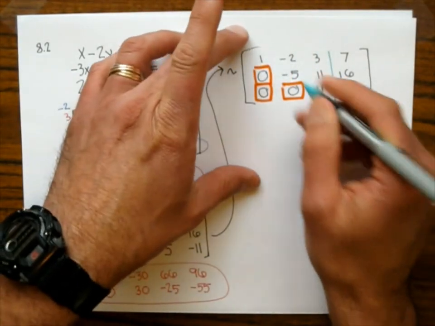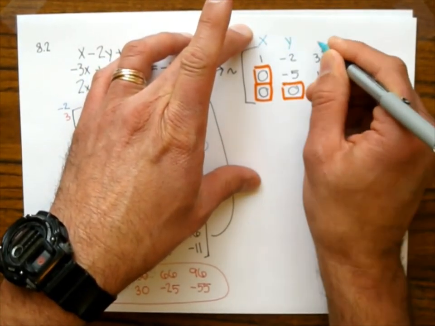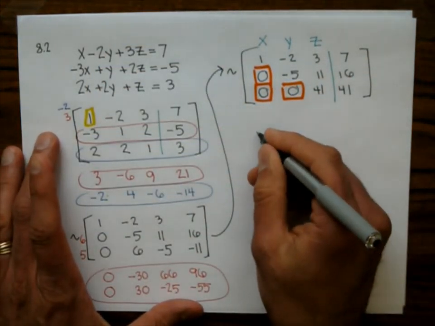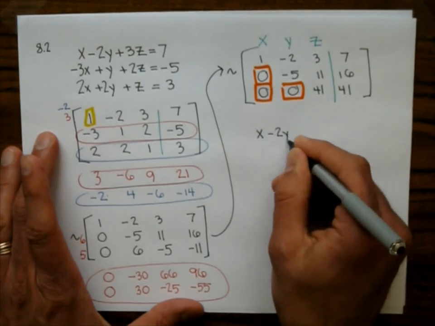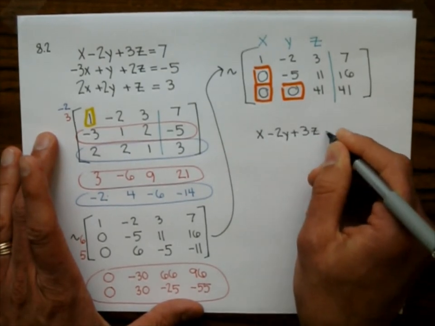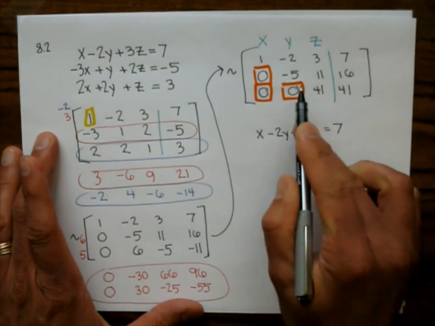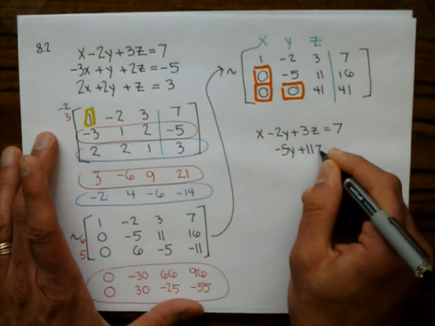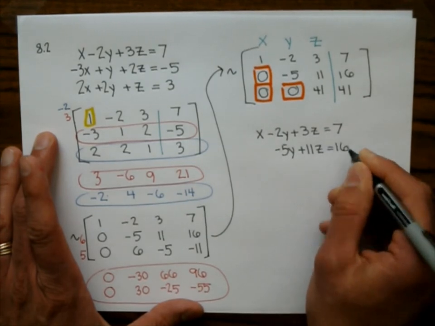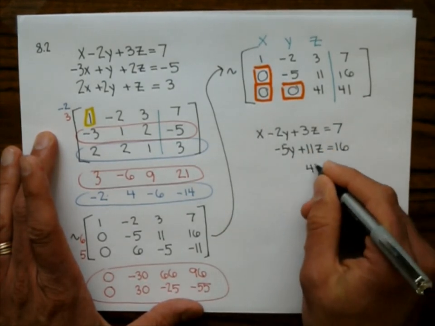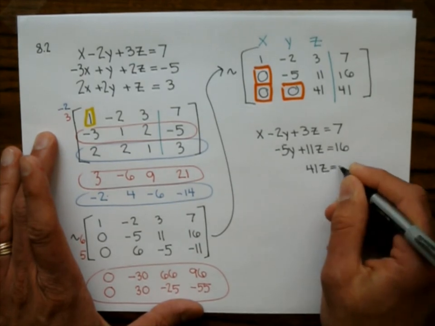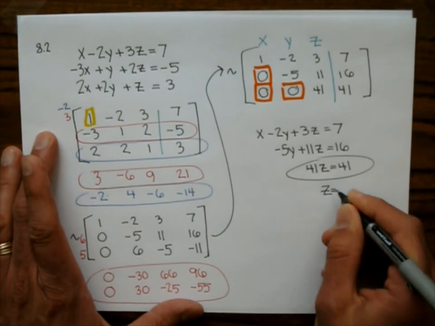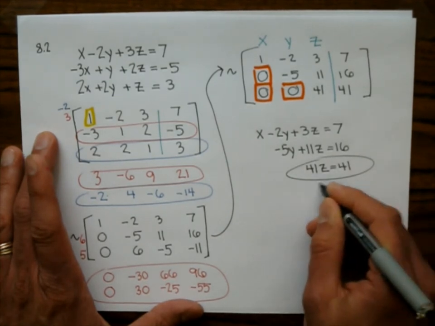Here's your equal sign. Here's x, here's y, here's z. I'm going to write down those equations. So look at the first equation. It says x minus 2y plus 3z equals 7. The next equation says negative 5y plus 11z equals 16. And then the last equation says 41z equals 41. Well, this one I can solve, and I know that this will give me z equals 1.